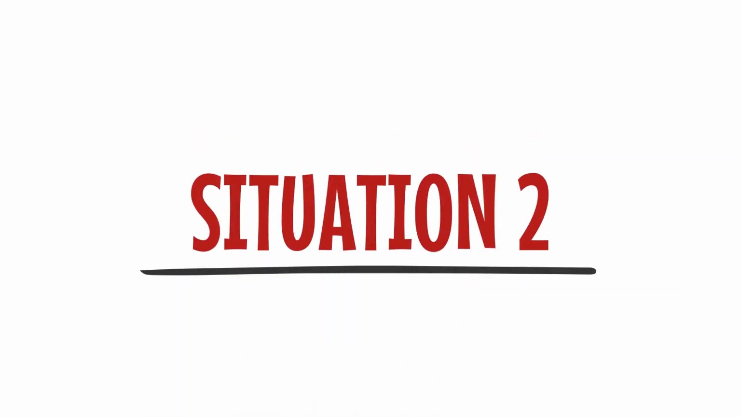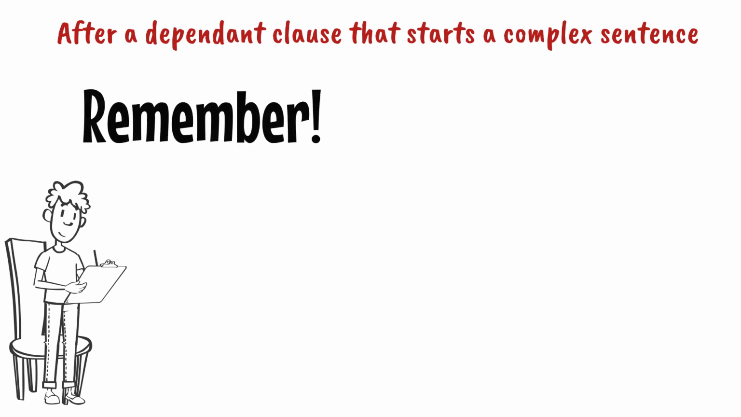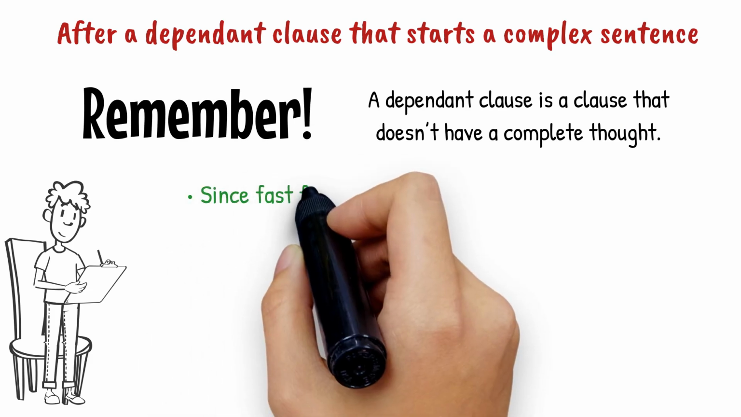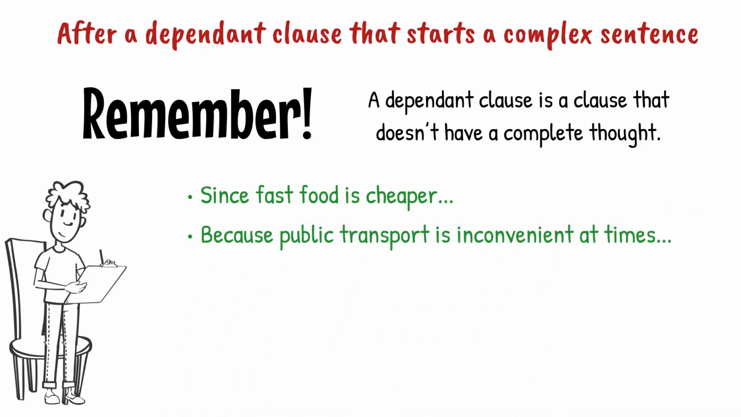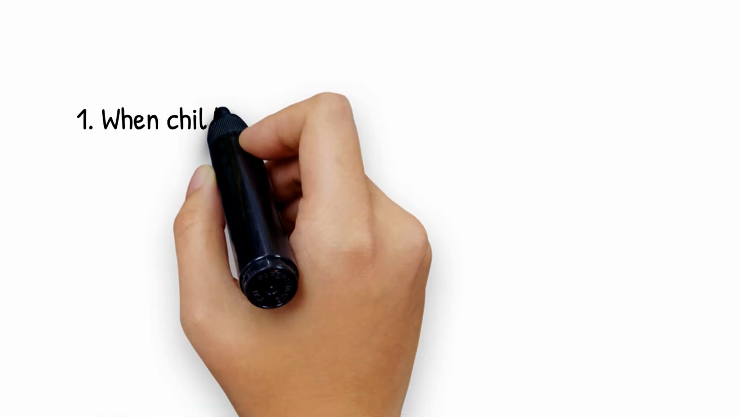The second situation where we use a comma is after a dependent clause that starts a complex sentence. Now remember, a dependent clause is a clause that doesn't have a complete thought like the following examples. Since fast food is cheaper, because public transport is inconvenient at times. If a dependent clause is followed by an independent clause in a complex sentence, we need a comma before the independent clause. Look at the examples below.